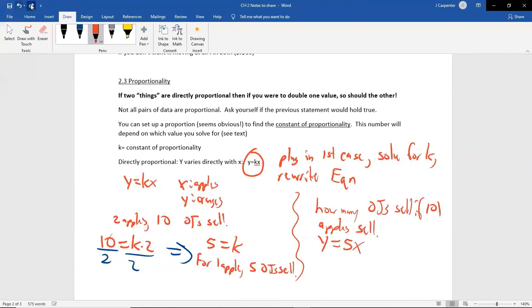So if we sell 101 apples, what do we say apples is? Apples is the x. So we go y equals 5 times 101, which is 505. Now the answer is not just 505, it's 505 oranges. We sold 101 apples, and this whole concept was that they were proportional. That means we sold 505 oranges.